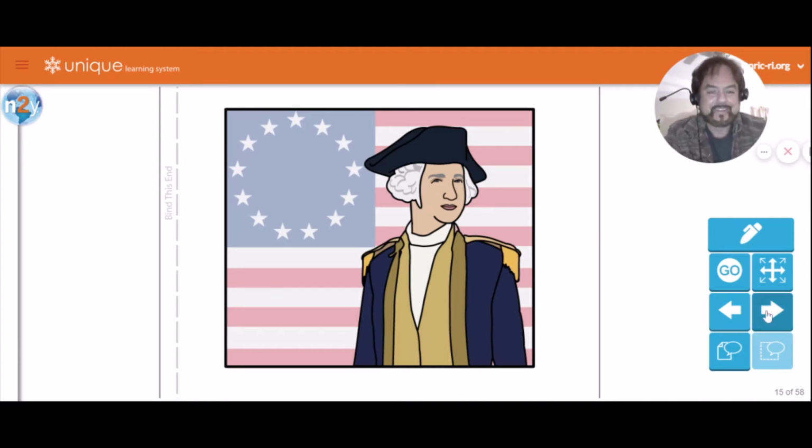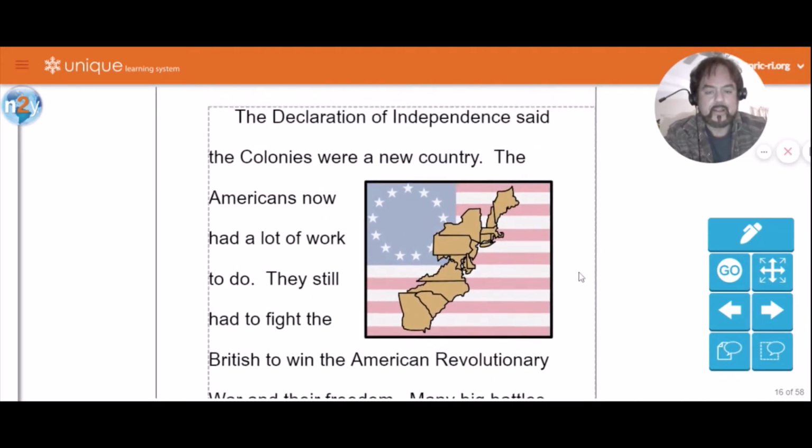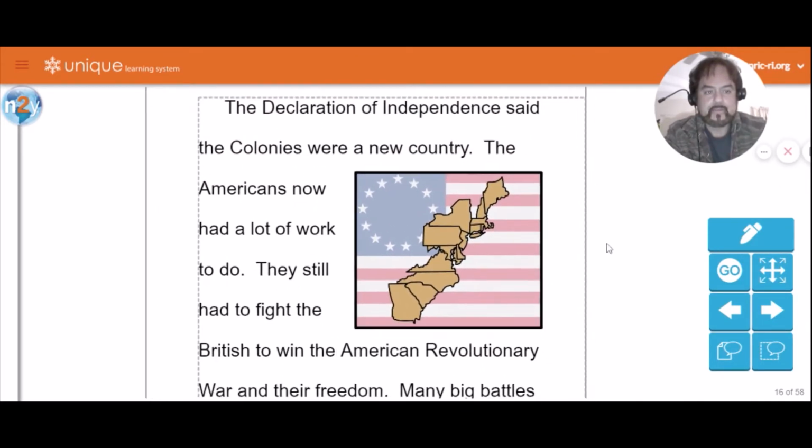All right, so let's see. The Declaration of Independence said the colonies were a new country. So here are the 13 colonies, and they were a new country on the east coast of America.